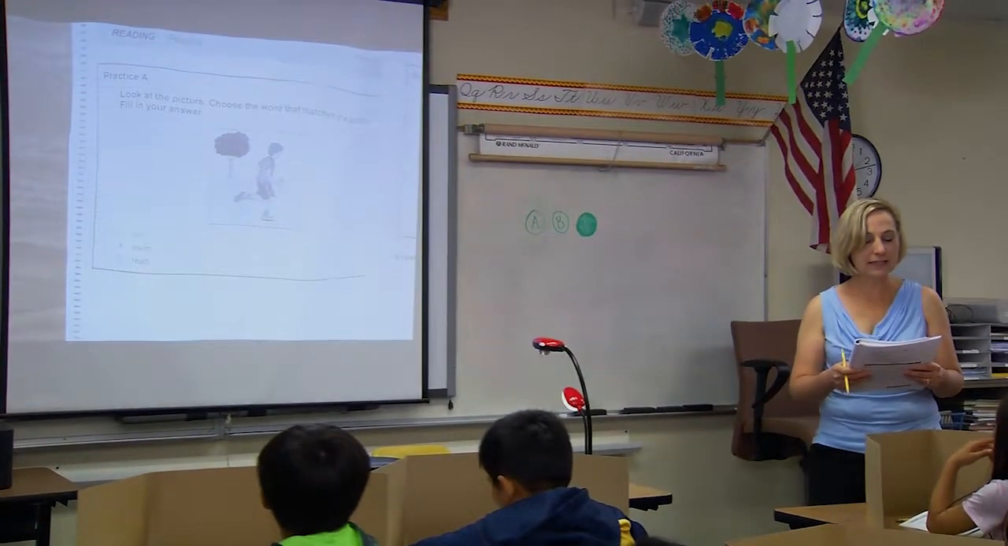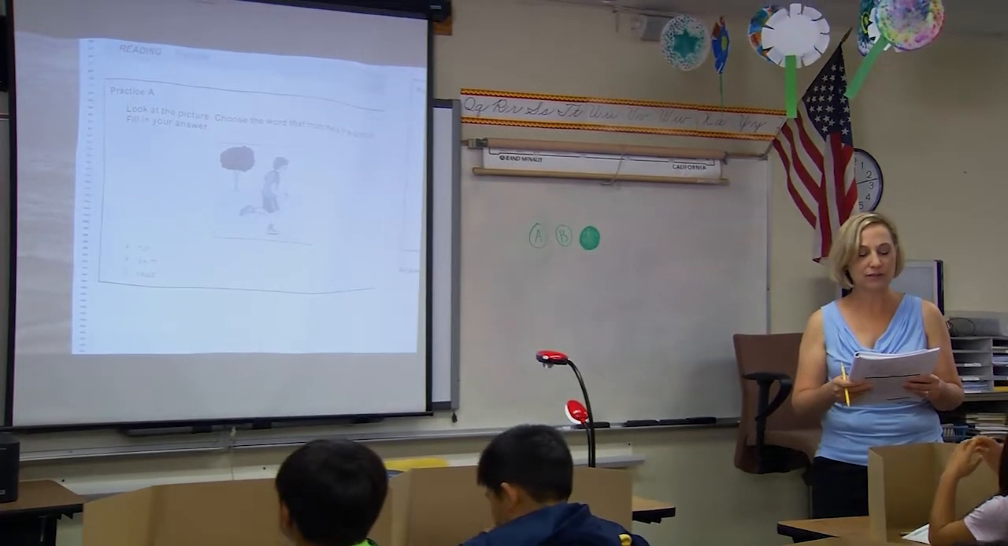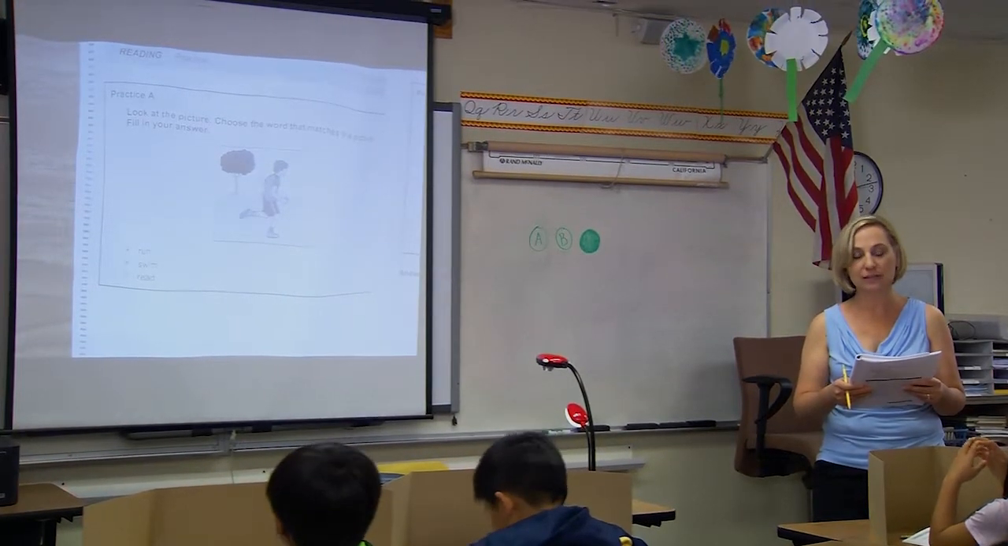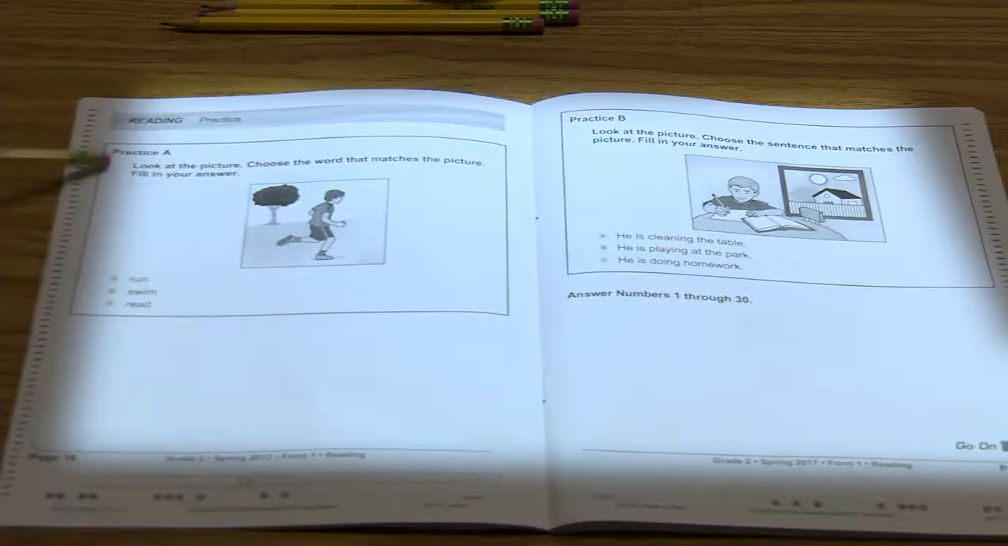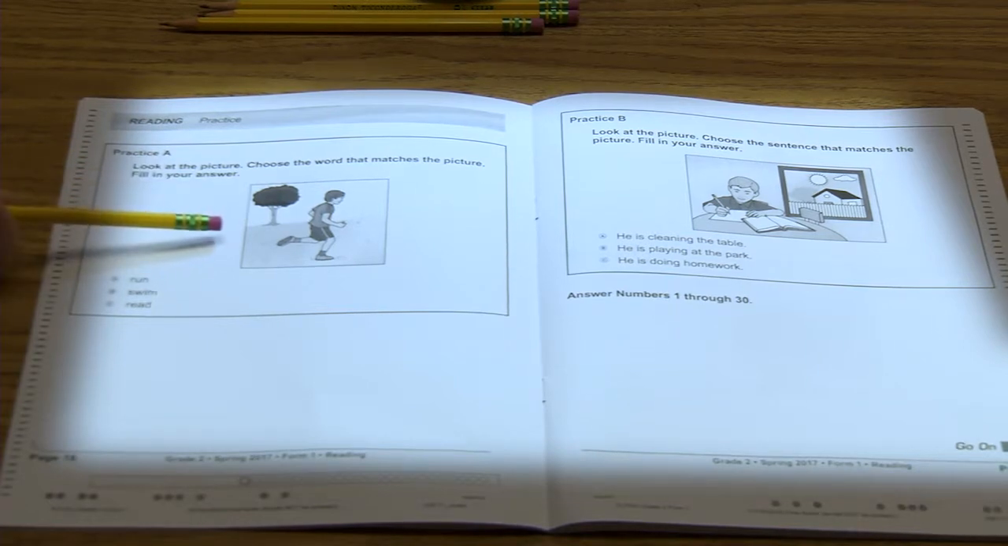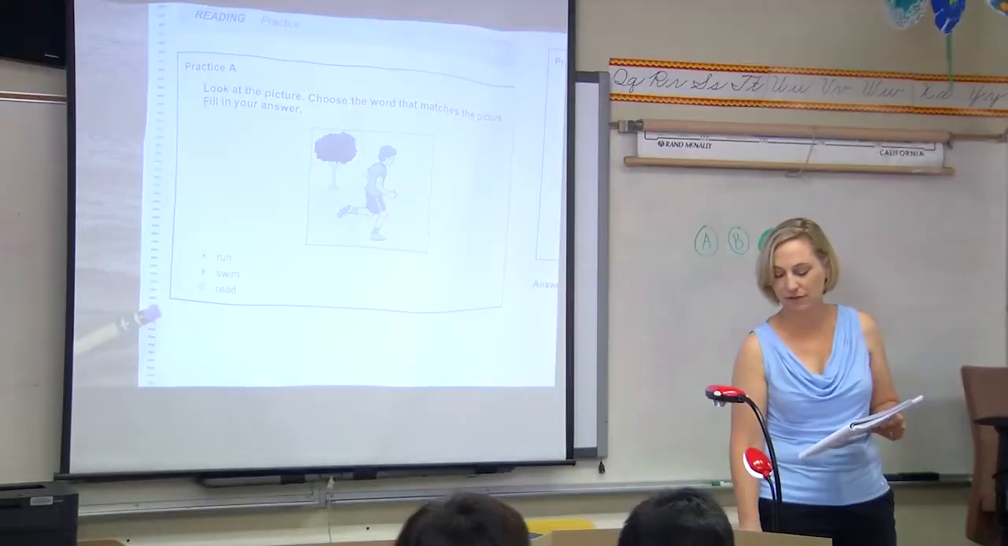In this part of the test, you will read some text. Then you will answer some questions. We will do 2 practice questions together. Now read and answer practice A. Look at the picture. Choose the word that matches the picture. Fill in your answer.